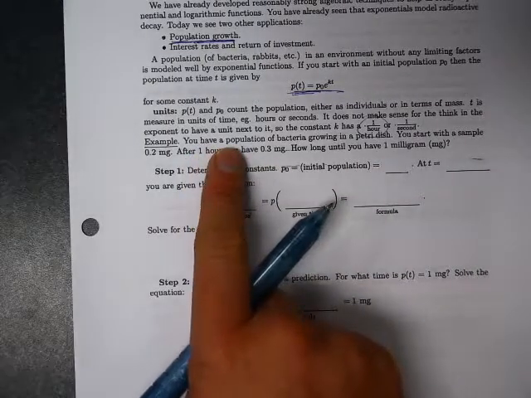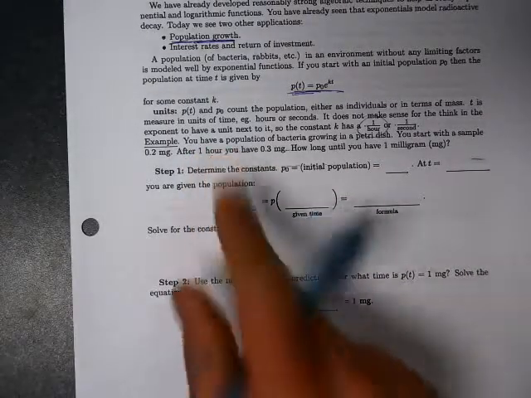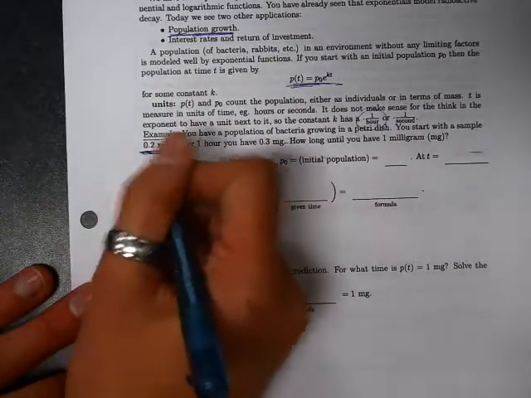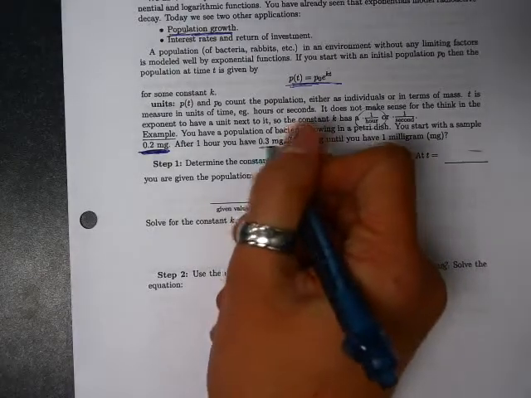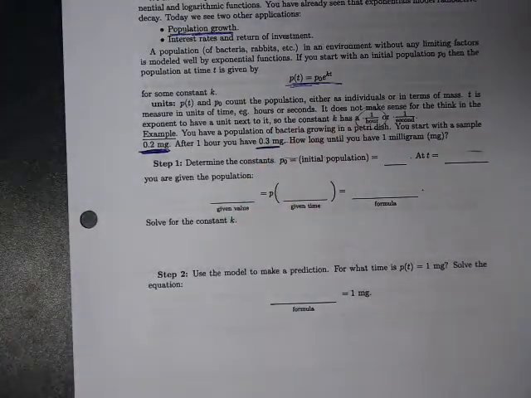Let's suppose you have a population of bacteria growing in a petri dish. The sample begins containing 0.2 milligrams of bacteria. After 1 hour, you have 0.3 milligrams of bacteria. Let's ask this question. How long will it be until you have 1 milligram of bacteria?